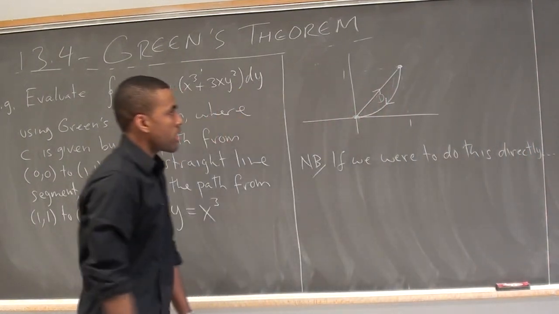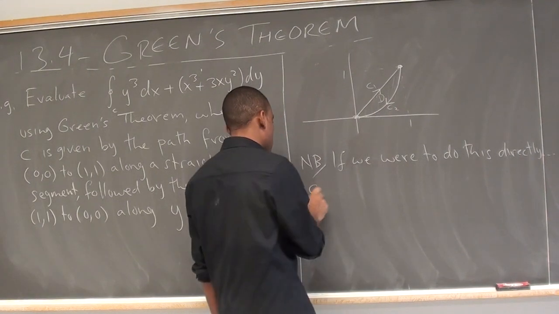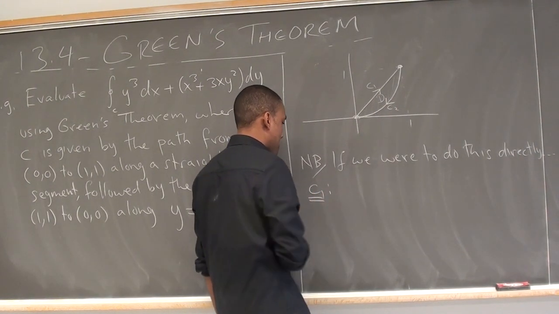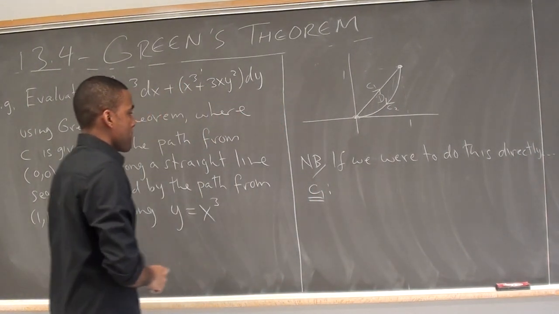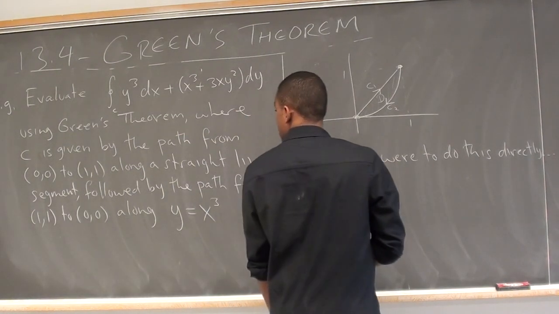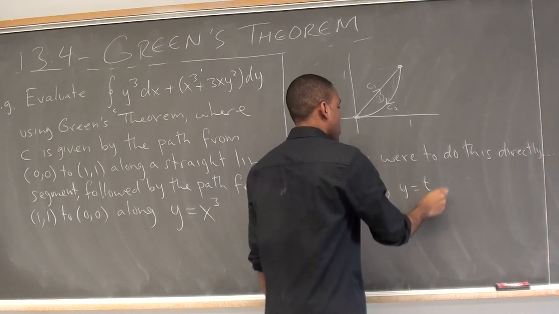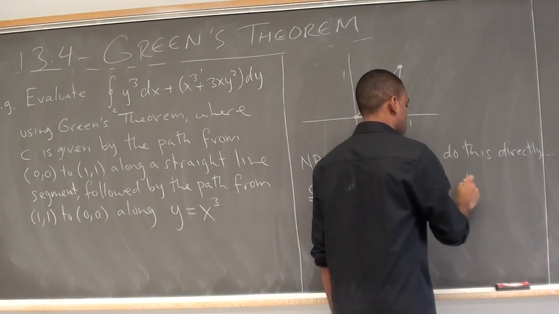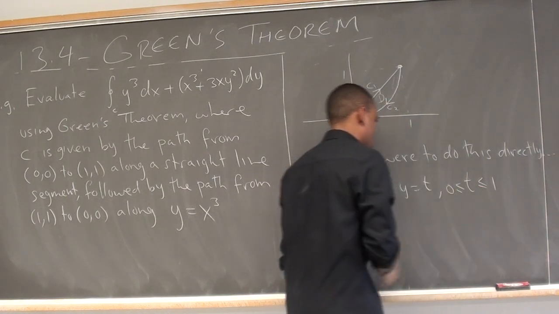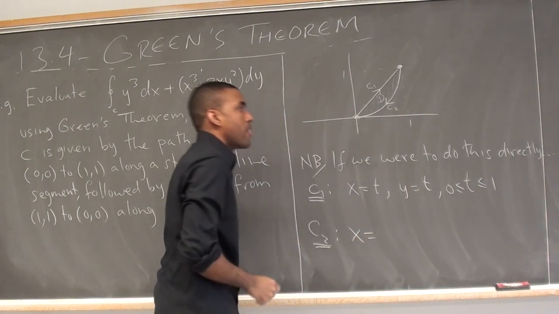if we were to do this directly, what we would do is we make the C1 and C2, right? C1, how do you parameterize it? The line segment from 0 to 1, 1. So your x would be what? t. Your x would be t, your y would be t, and t goes from what? C2, how do you parameterize that?